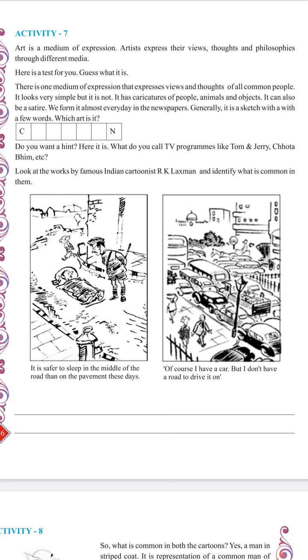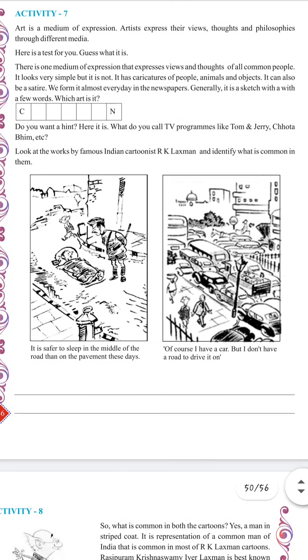It has caricatures of people. Caricatures means drawings. It has the drawings of people, also animals and objects. It can also be a satire. Satire means very impressive, which can touch your heart. We see it almost every day in the newspaper. Generally, it is a sketch with a few words. What art is it? So the space is given here. I think you have guessed it right, but still I want you all to give the answer to this.